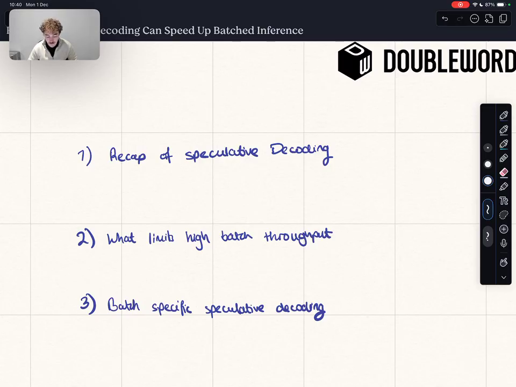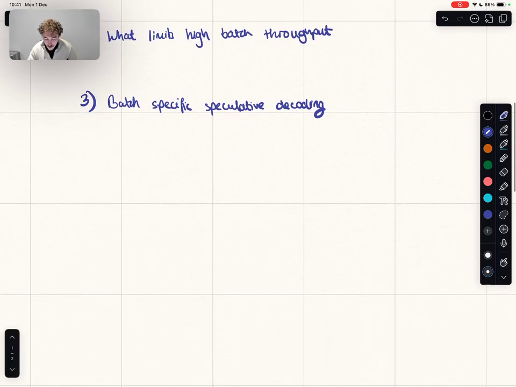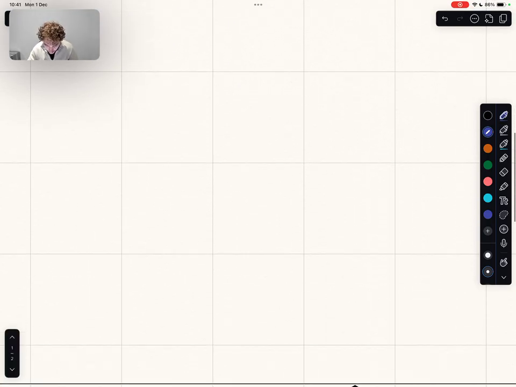So we're going to be covering three things. We're going to do a quick recap of speculative decoding, which we covered in a previous video. We're going to talk about what limits high batch throughput and how speculative decoding can overcome some of those limitations. And then we're going to be talking about a batch API specific form of speculative decoding that we work on here at DoubleWord. So let's start with a recap on speculative decoding.